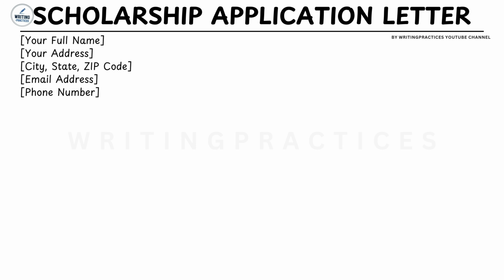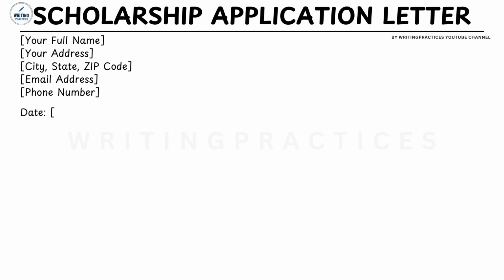Sender's information. At the very top of your letter, you're going to include your full contact information. This is important because it tells the scholarship committee who you are and how to get in touch with you. Here's what you'll need: your full name, your address, city, state, zip code, email address, phone number. This section should be left aligned and placed at the top of the page. It's just like the header of a formal letter, clear and professional.